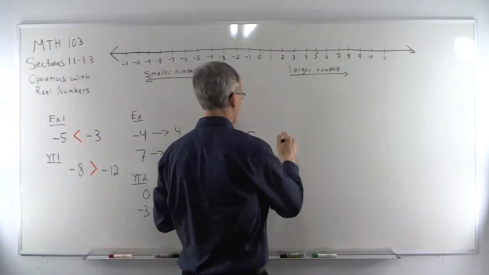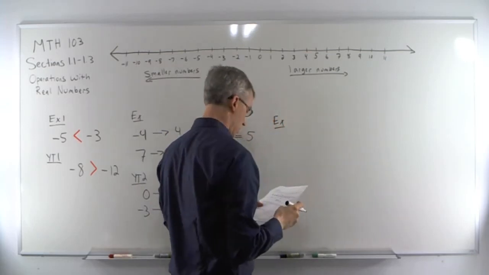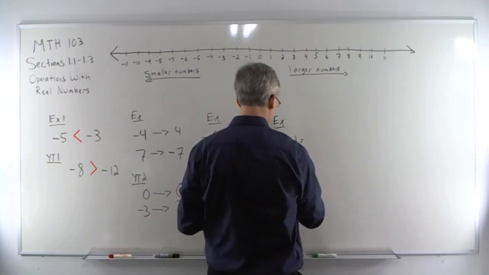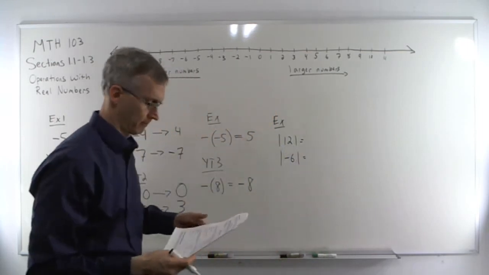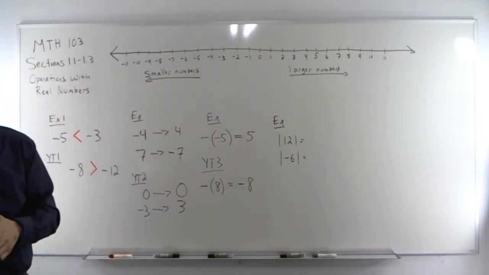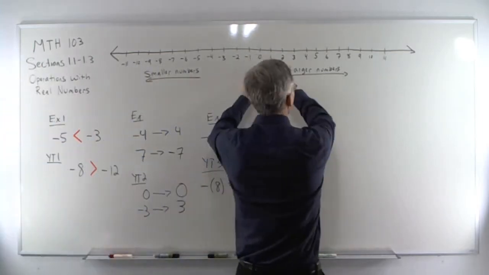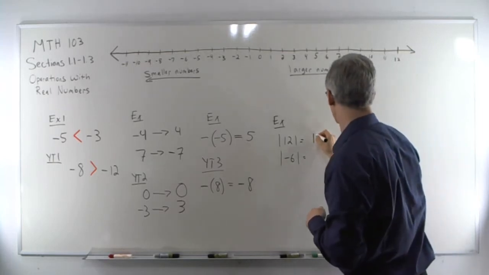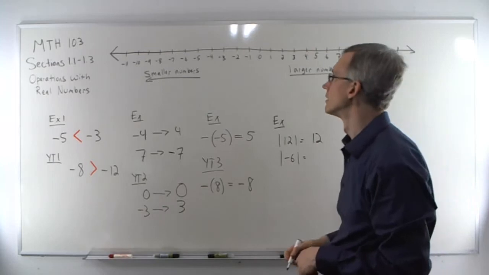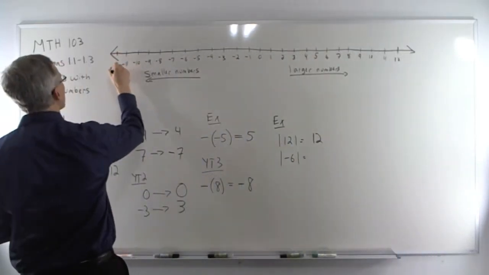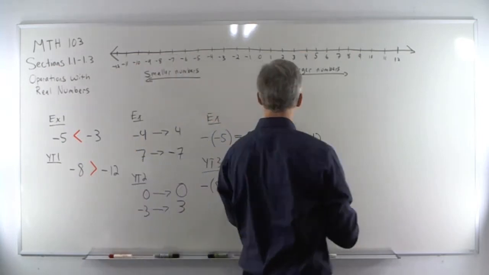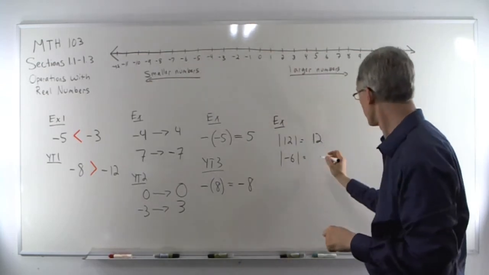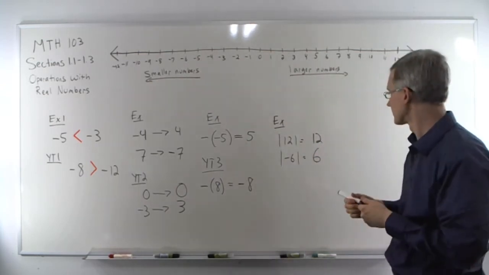So next example, we're going to find the absolute value of 12 and the absolute value of negative 6. All right, so 12 is 12 units away from 0. You can count over 12 to get to 12 there. So the absolute value there is 12. Now 6, start at 0, 1, 2, 3, 4, 5, 6. That is 6 units away from 0 on the number line. So the absolute value of negative 6 is 6.